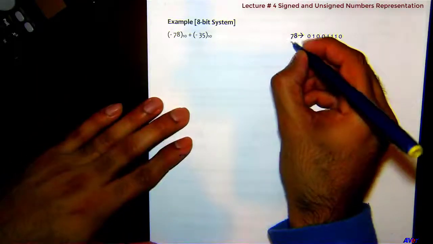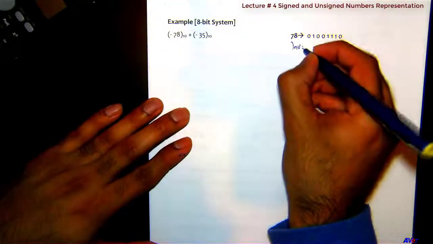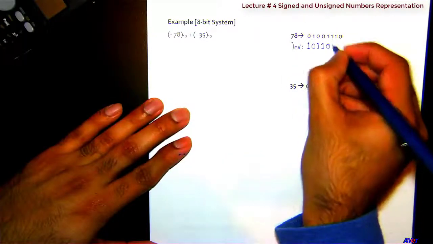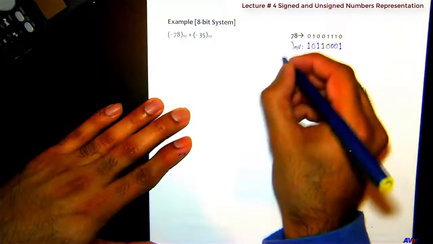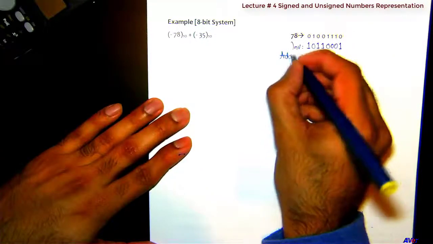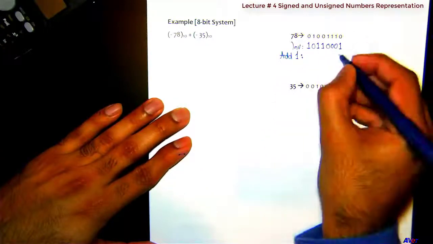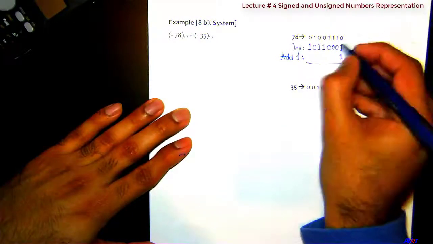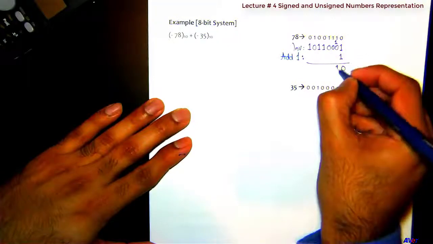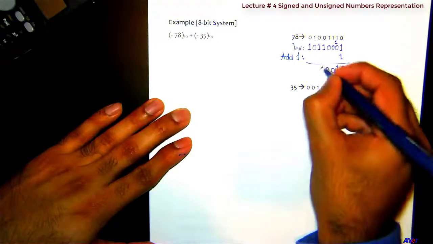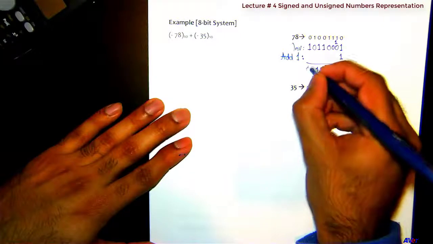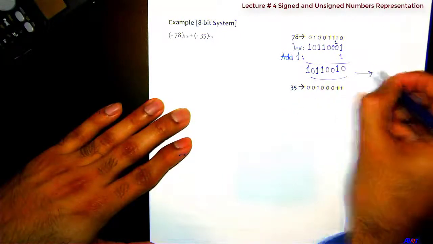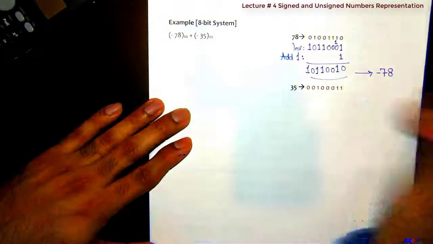So invert the bits: 1 0 1 1 0 0 0 1, and then add 1. So you get 1 here. 1 plus 1 is 0. Carry is 1. 1, 0, 0, 1, 1, 0, 1, 2, 3, 4, 5, 6, 7, 8. Right? So this is your negative 78.